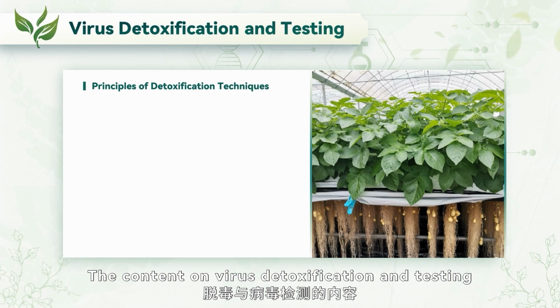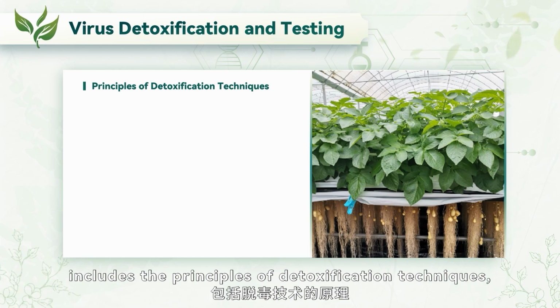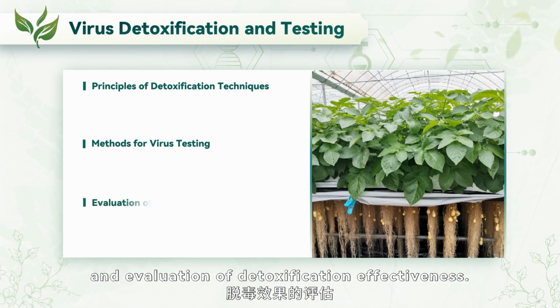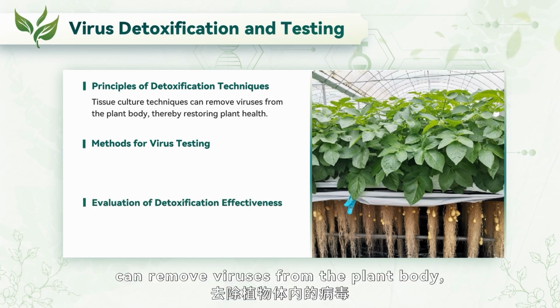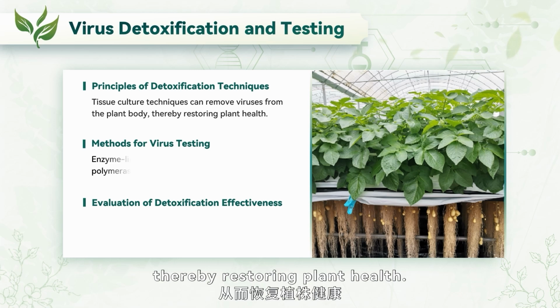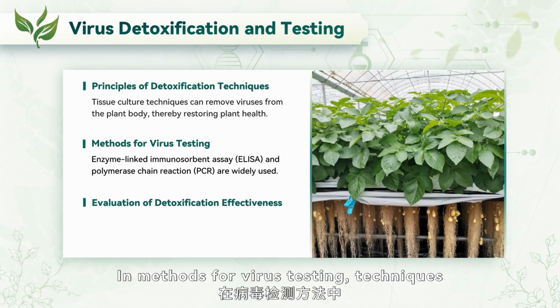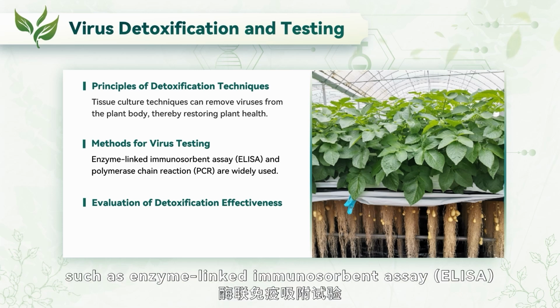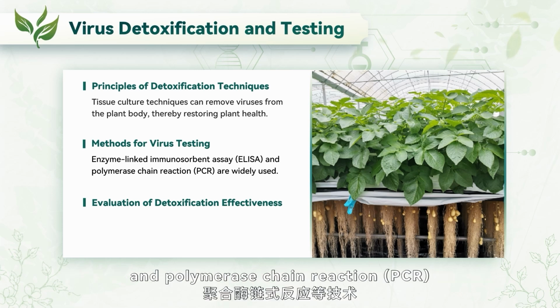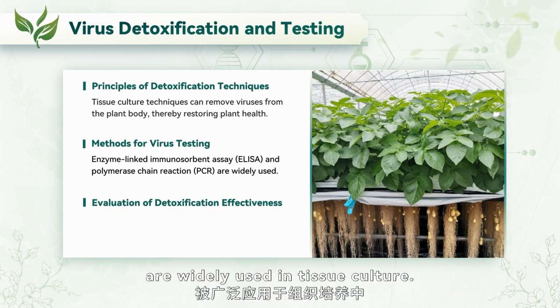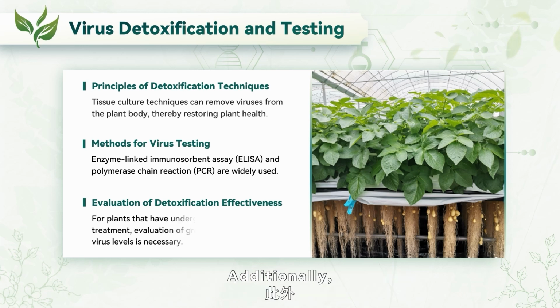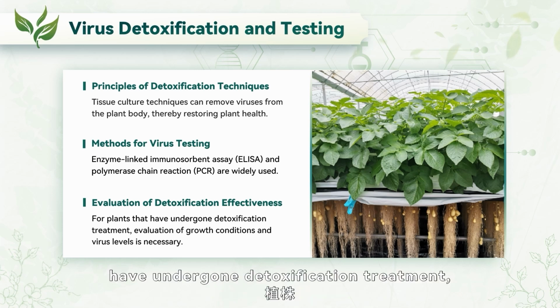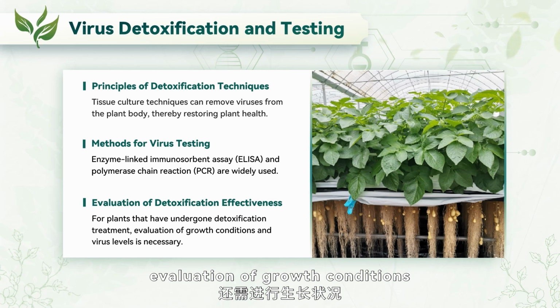The content on virus detoxification and testing includes the principles of detoxification techniques, methods for virus detection, and evaluation of detoxification effectiveness. Tissue culture techniques can remove viruses from the plant body, thereby restoring plant health. In methods for virus testing, techniques such as enzyme-linked immunosorbent assay and polymerase chain reaction are widely used in tissue culture. Additionally, for plants that have undergone detoxification treatment, the evaluation of growth conditions and virus levels is necessary.